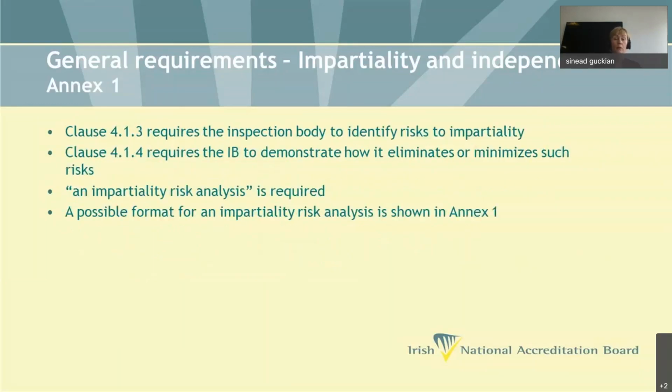Clause 4.1.3 of 17020 requires the inspection body to identify risks to impartiality on an ongoing basis. And clause 4.1.4 requires the IB to demonstrate how it eliminates or minimises such risks. In practice, the combination of these two clauses means that an impartiality risk analysis is required. And a possible format for an impartiality risk analysis is shown in Annex 1 of P15.